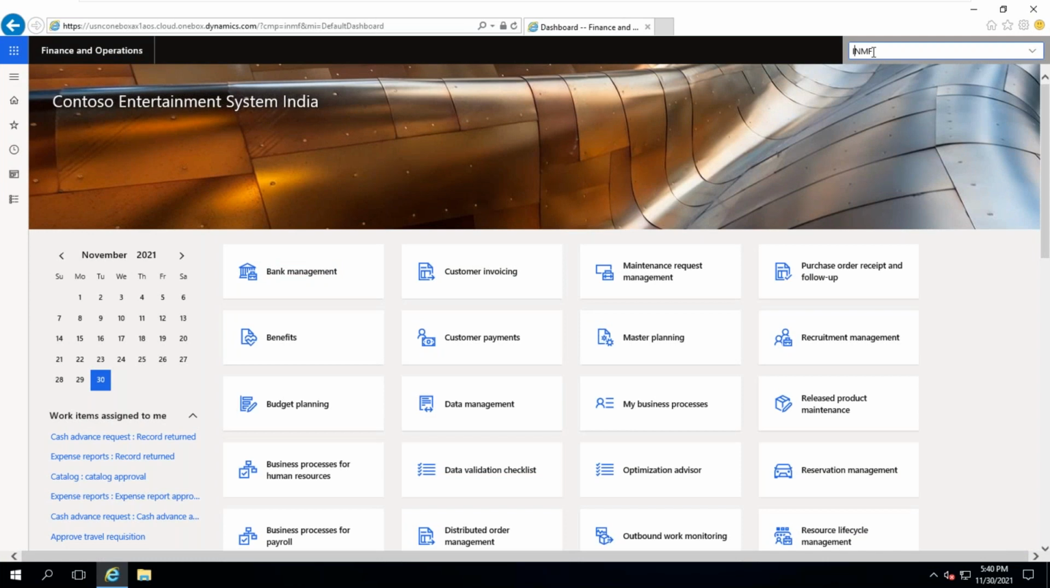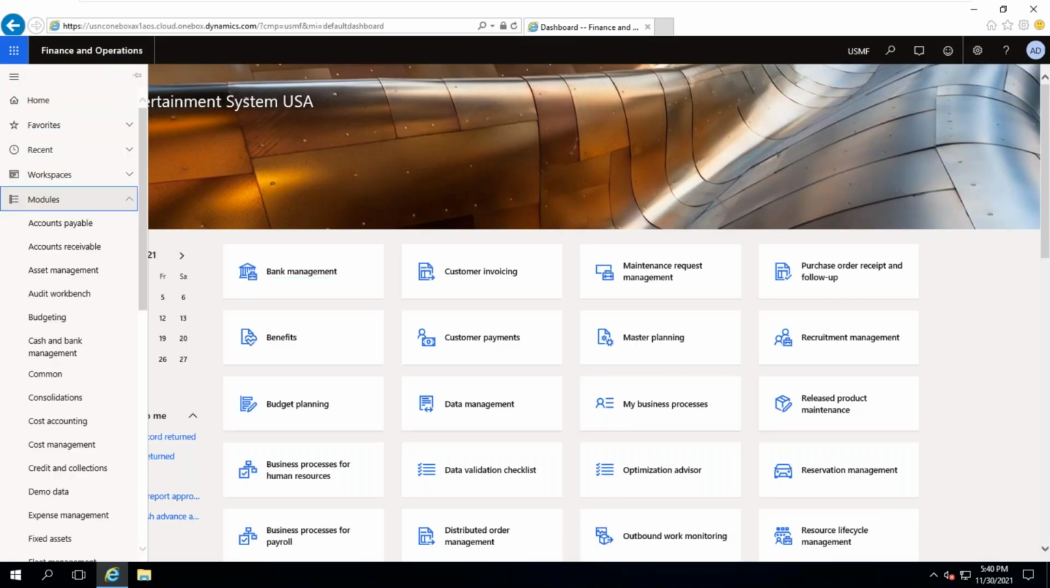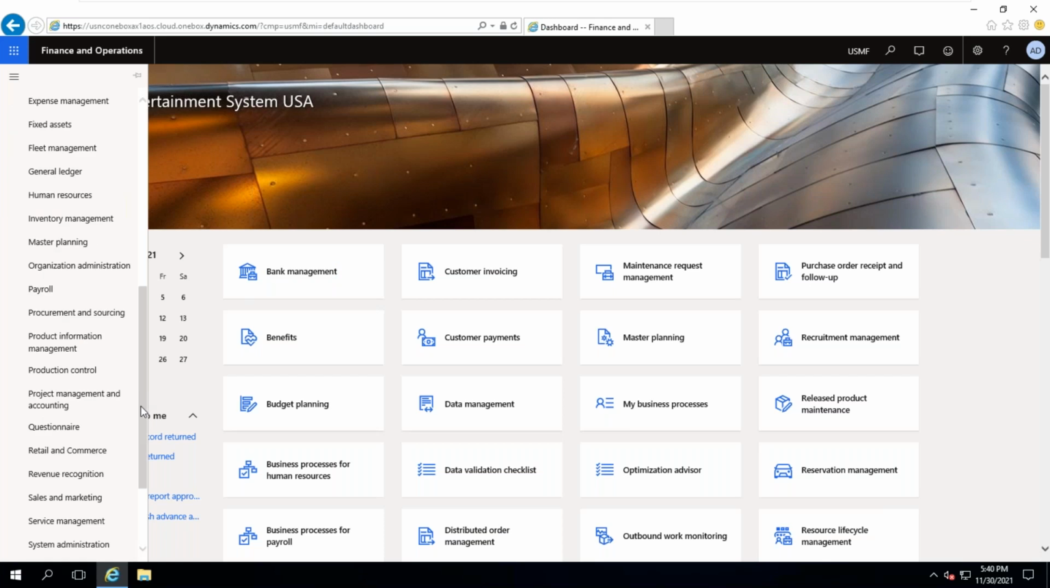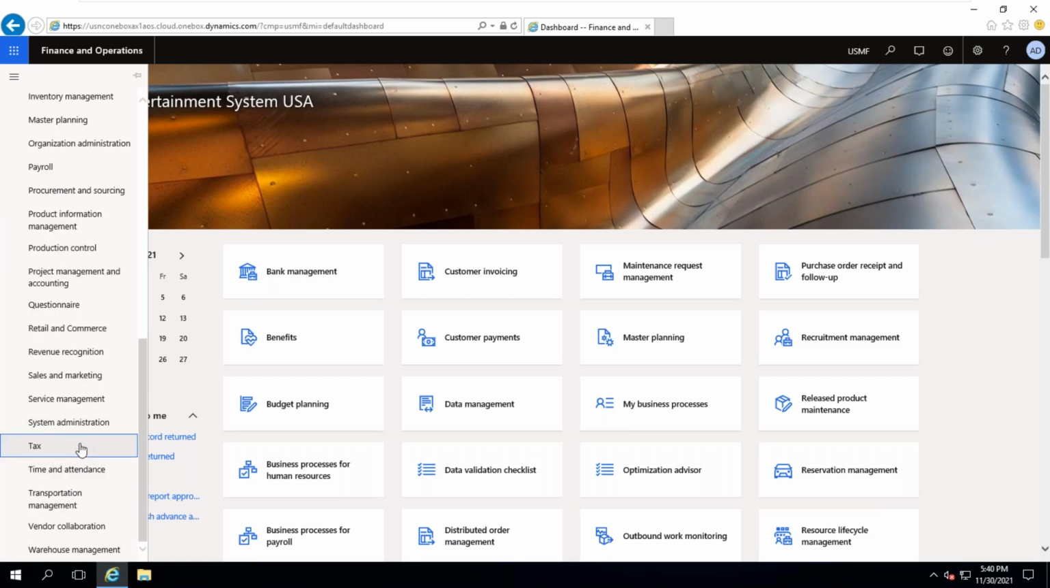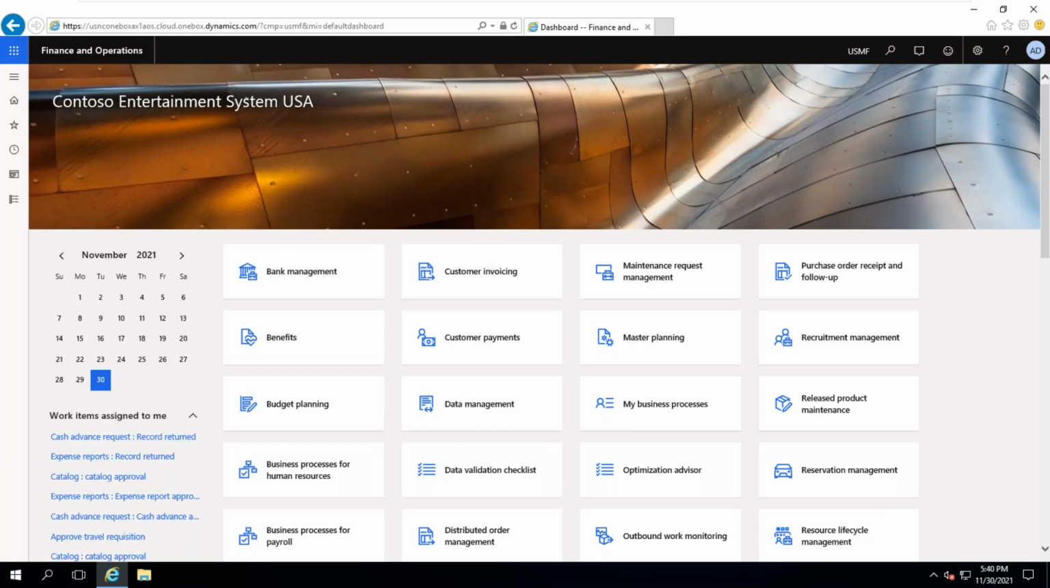Now, where can we see the calculated taxes? If you go to the USMF company and go to the tax module, this is the standard application. Still I'm proceeding with tax calculation in this tax module. Sales tax settlement periods.